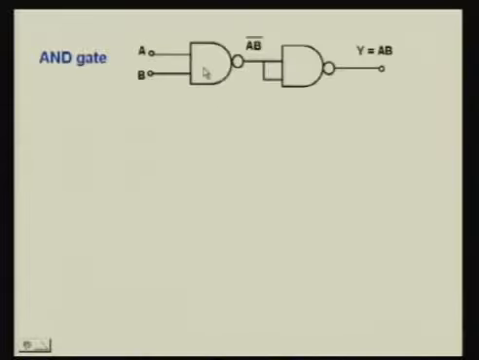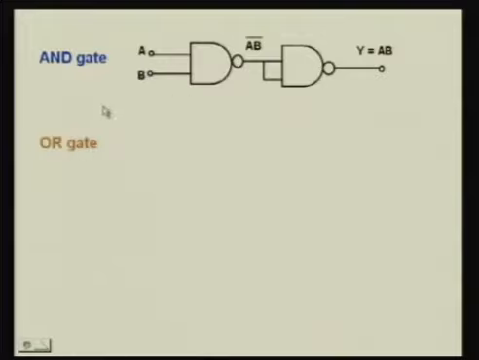NAND gate as an AND gate. How can we realize an AND gate using just NAND gates? We want to get the output as AB. If we give A and B to the first NAND gate, that will be complemented as AB bar, and if we again take the inverse, we can get AB. So if we use the second NAND gate as an inverter, as a NOT gate, then we will get the output as AB. So it is very easy to use a NAND gate as an AND gate.